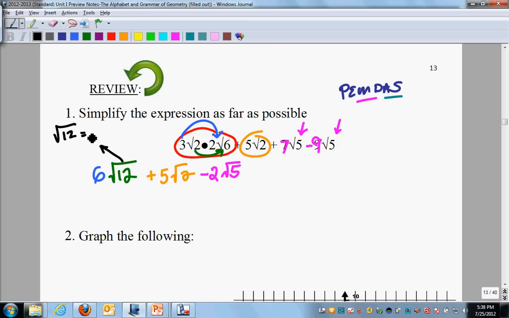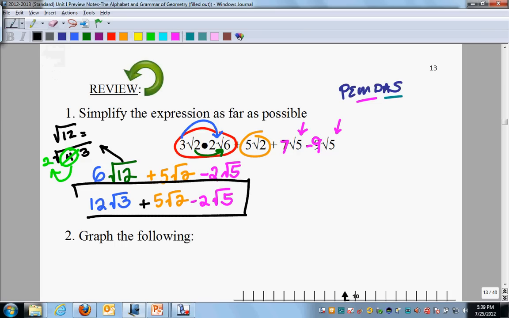root 12 equals square root of 4 times 3. And in 4 times 3, 4 is a perfect square. Therefore, it gets pulled out and becomes 2 on the outside. That 2, we multiply times the 6 on the outside, and so our final answer is going to be 12 root 3 plus 5 root 2 minus 2 root 5. And that is as far as we can go because there are no more like radicals.